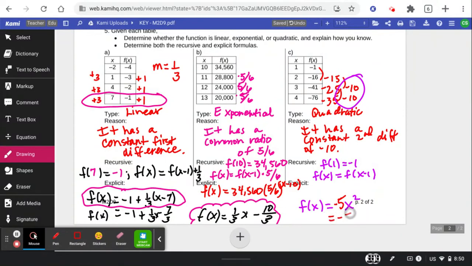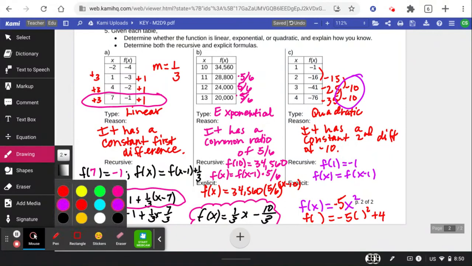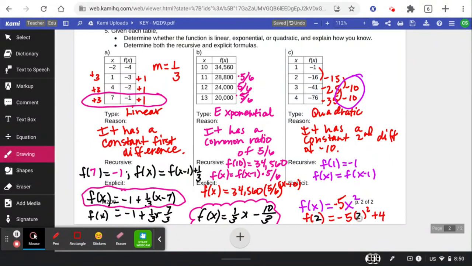So if I were to plug in a 1, 1 squared is 1 times negative 5. When I plug in a 1, I'm supposed to get negative 1 as the output. So if I add 4, negative 5 plus 4, would that give me the output I need? Now let's go test out a similar one. Okay, this time instead of a 1, let's plug in a 2. When I plug in a 2, the output is supposed to be negative 16. Let's go test it out and see if it works.